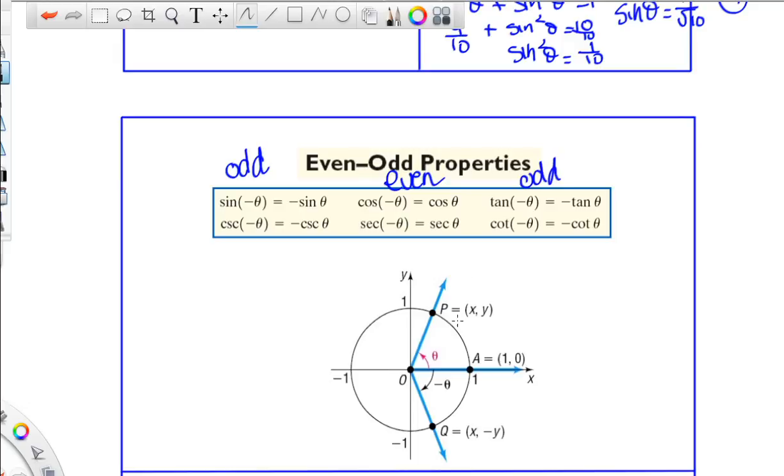Okay. So let's look at the cosine first. So the cosine is the x, right? So if you go theta in this way, you're at x. If you go theta in that direction, the negative theta, you're still at x. So that means that the cosine of theta gives you x, but so does the cosine of a negative theta give you x. And that's the definition of an even function. This one's the easiest for me to remember.